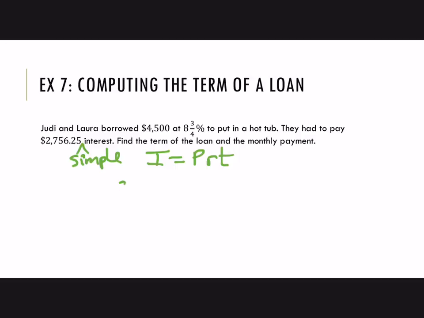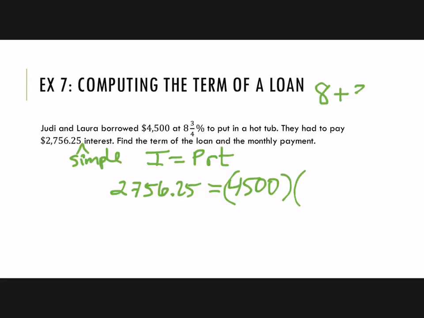Okay, so we know the interest, $2,756.25. We know the principal, they borrowed $4,500. All right, we do know the rate, 8 3/4%. In a calculator, you can convert that to a decimal if you like, right? Or you may know the decimal for it already. But if you do 8 plus 3 divided by 4, okay, that's one way to make the conversion. Okay, there are different ways to do it. So that's going to be 8.75%, and then as a decimal, that would be 0.0875.